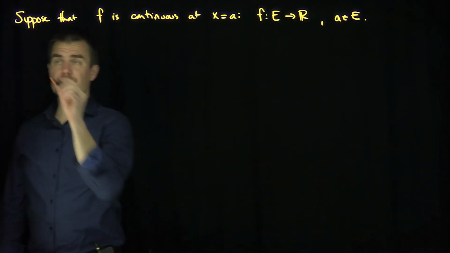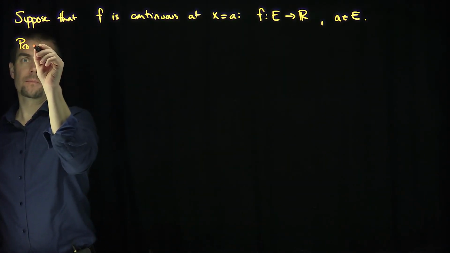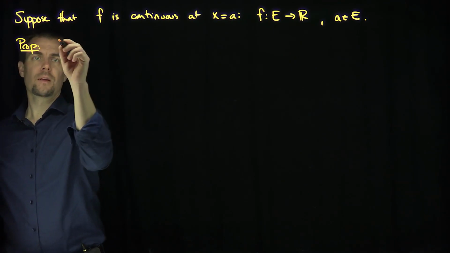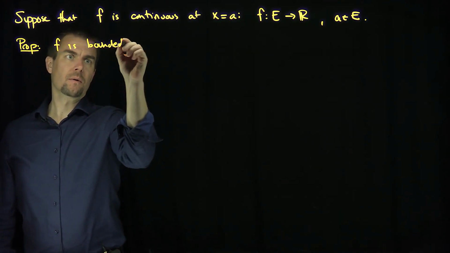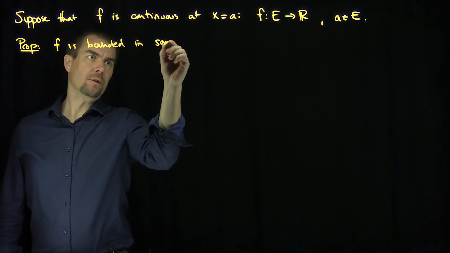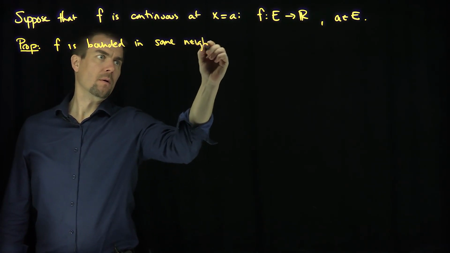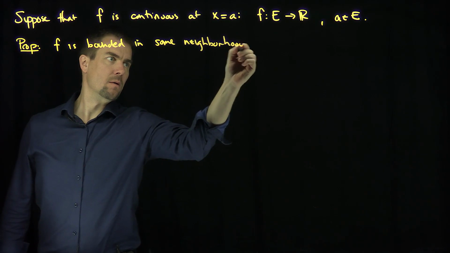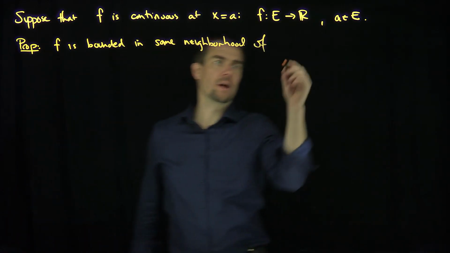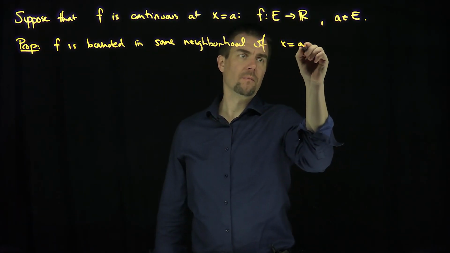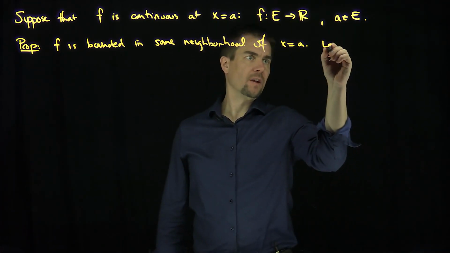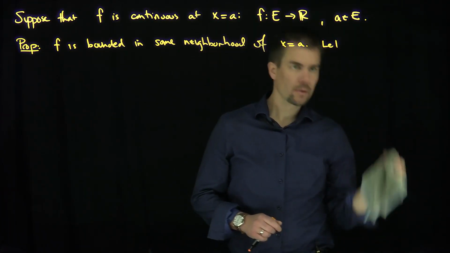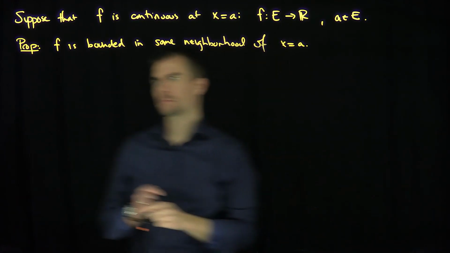Our first proposition is that the function f is bounded in some neighborhood of x equals a. Okay, and so here's what we can do. Let's prove this. Here's the proof.